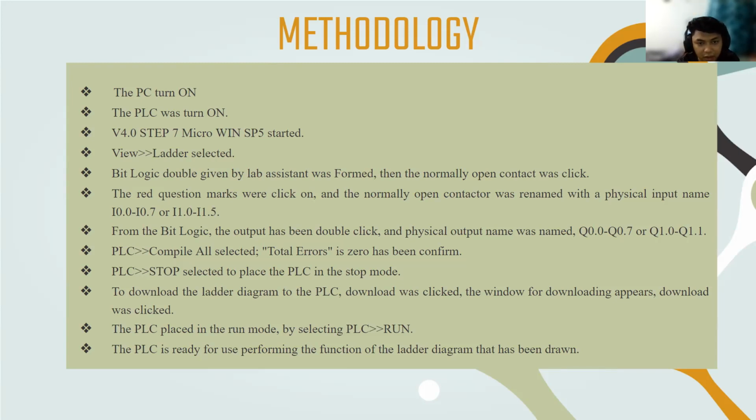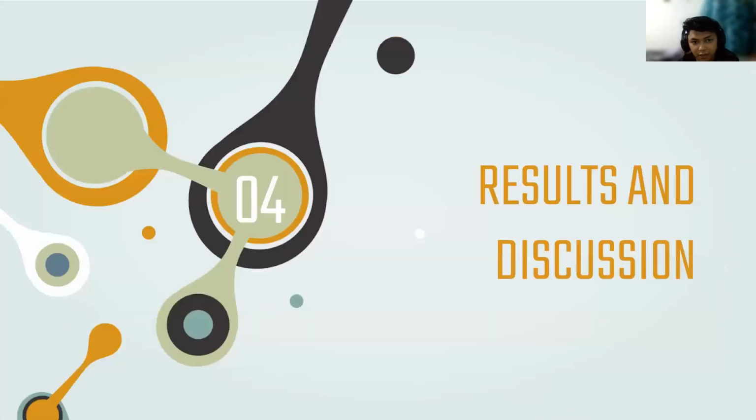It was confirmed that no errors occurred, and then PLC stop was selected to place the PLC in stop mode. Next, to download the ladder diagram to the PLC, download was selected, and the window for downloading appeared. Download was clicked, and then the PLC was placed in run mode by selecting PLC run. The PLC is ready for use, performing the function of the ladder diagram that has been drawn. Next, I will pass to other teammates to present.